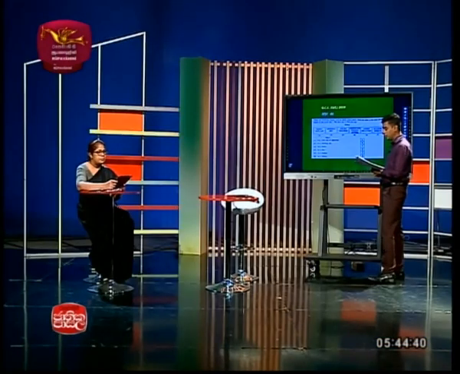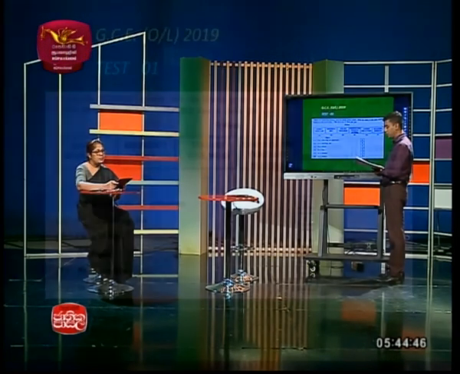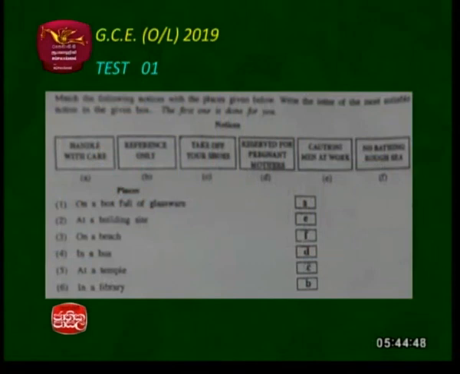places. Okay, I'll read the question. Match the following notices with the places given below. Write the letter of the most suitable notice in the given box. The first one is done for you. Yeah, the first box is handle with care. So you know where we use handle with care. Second one, reference only.